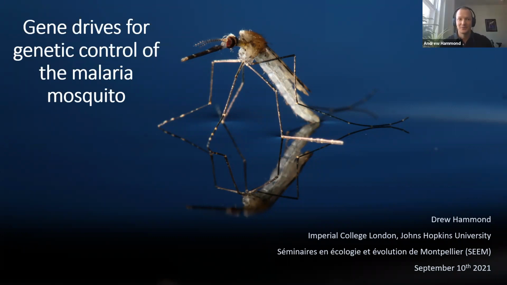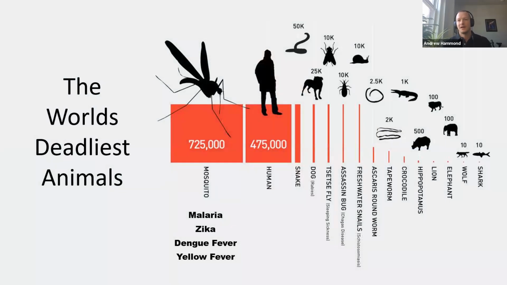And yeah, as you said, I'm going to be talking today about gene drives for genetic control of the malaria mosquito. I think I'll jump straight in. So I usually like to start my talks by just highlighting the problem that we're dealing with. I'm sure many of you will know this already, but the mosquito is the world's deadliest animal. And that's actually primarily through the transmission of just one disease, that's malaria, which claims well over 450,000 lives each year, and predominantly in children under the age of 5.